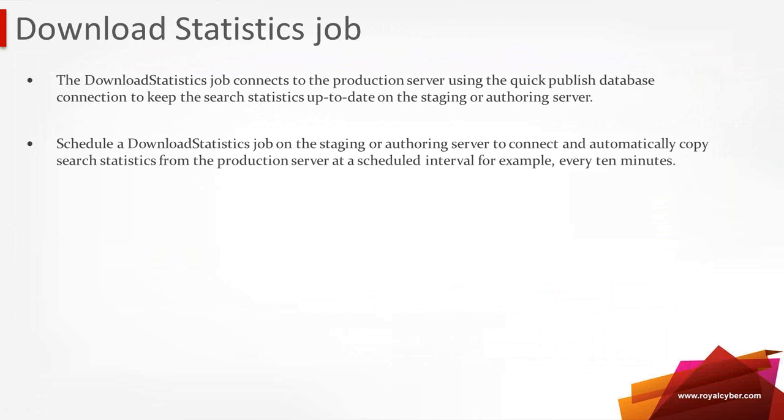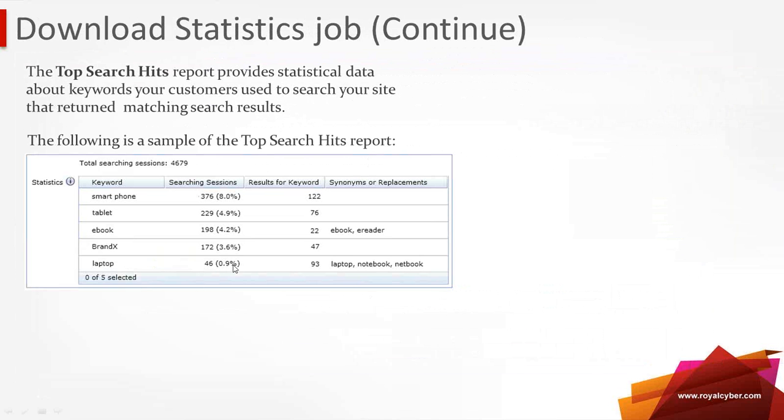So the download statistics job basically gets the statistics data on a fixed interval basis. It gets the data from the production server to the staging server, and then from the Management Center you can view that statistics data from the staging environment.